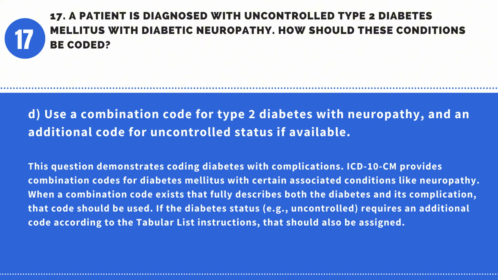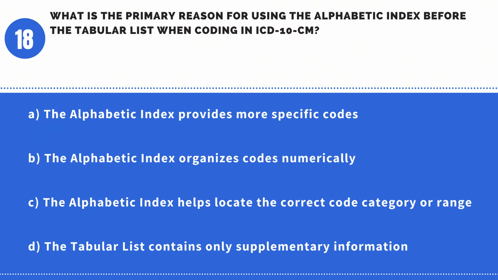Question 18. What is the primary reason for using the alphabetic index before the tabular list when coding in ICD-10 CM? A. The alphabetic index provides more specific codes. B. The alphabetic index organizes codes numerically. C. The alphabetic index helps locate the correct code category or range. D. The tabular list contains only supplementary information.